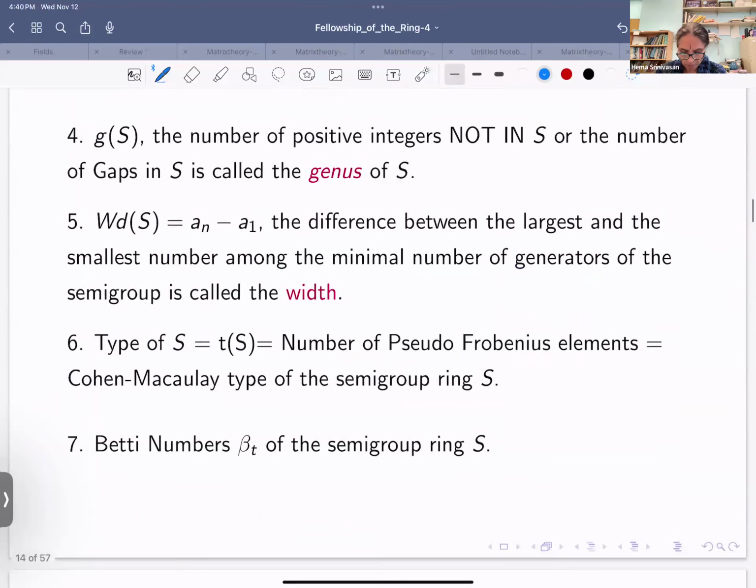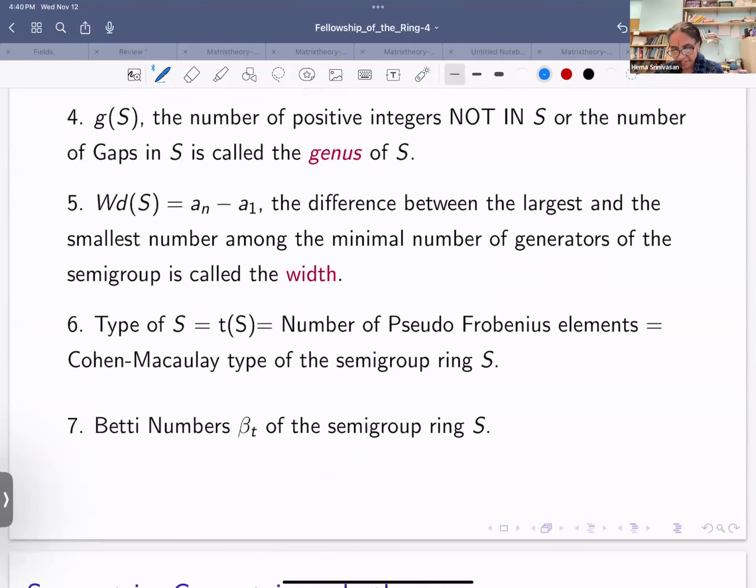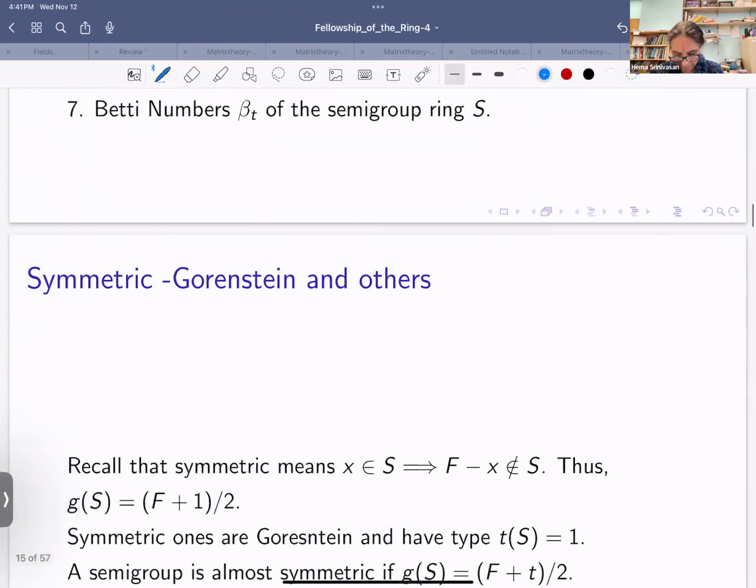I think I have one more thing. Well, since we have the ring, we also have the Betti numbers. Those are the invariants of the semigroup and of the semigroup ring. Okay.